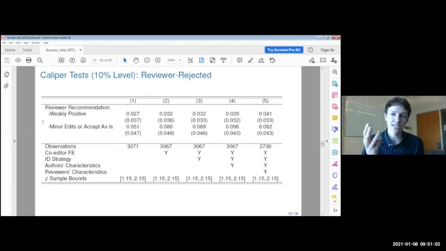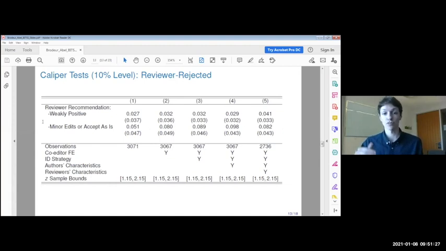Again, there are three categories. There's reject, which is omitted. They can also recommend weak positive, or they can recommend a strong R&R. And here what you see is that at the 10% level, if it's a strong R&R, you find that there's a positive effect. So reviewers seem to be more interested in papers that marginally reject the null hypothesis. That's what these positive coefficients mean.